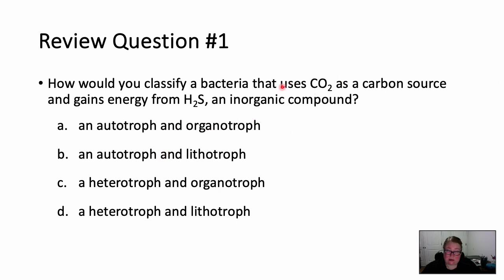Now, if it had said instead of CO2 something like C6H12O6 or glucose as a carbon source, then it would be C or D, because that means it's getting its sugar from somewhere else, whereas autotrophs make it from carbon dioxide. So we're now between A and B, so it's either an organotroph or a lithotroph. Remember, organotroph means that it eats organic compounds, organic material, whereas lithotroph means it eats rocks. Eats rocks means they're going to be inorganic. So when it uses hydrogen sulfide to gain energy, that means it's an inorganic compound, which means it's a lithotroph as well as an autotroph. So the answer is B.